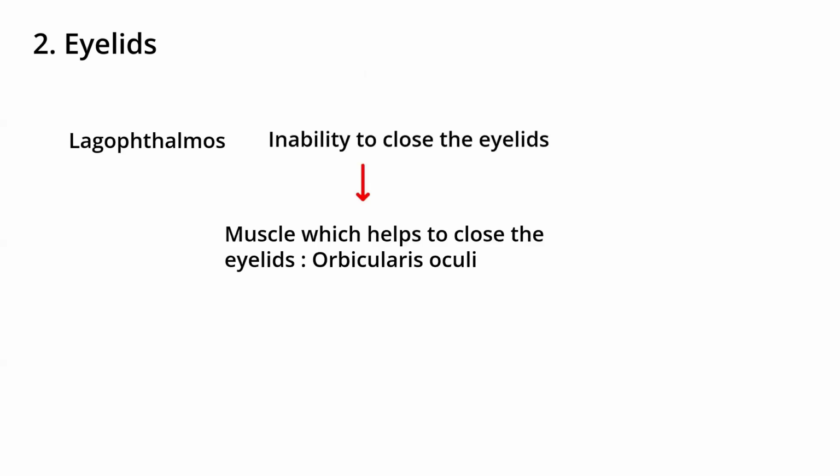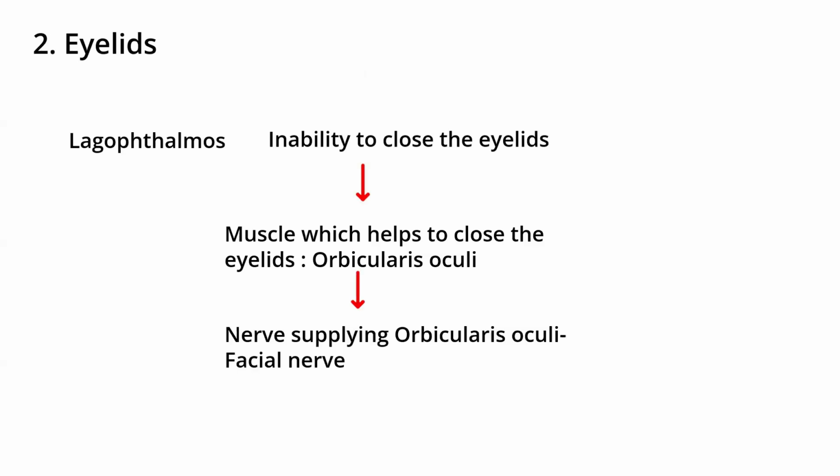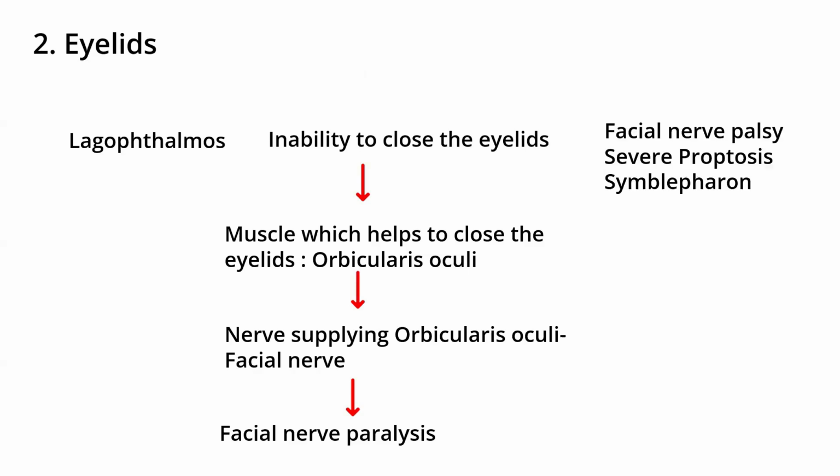Now, what else do you look for? Lagophthalmos, that is inability to close the eyelids. What is the muscle which helps to close the eyelids? It is the orbicularis oculi. If there is paralysis of the orbicularis oculi, or of the nerve supplying it, the facial nerve, you will have facial nerve paralysis. The commonest sign of facial nerve paralysis is inability to close the eyelids, otherwise called lagophthalmos.